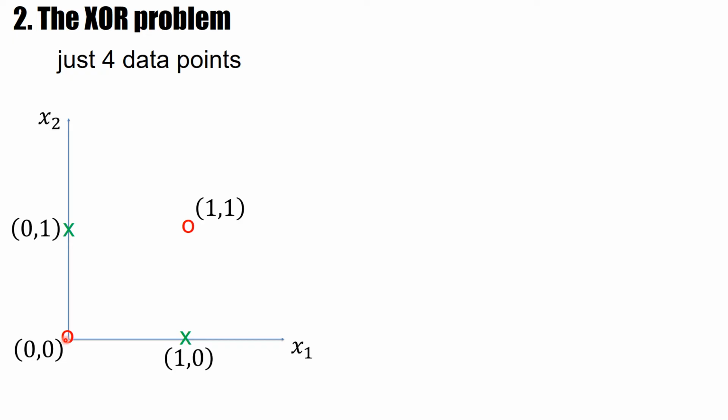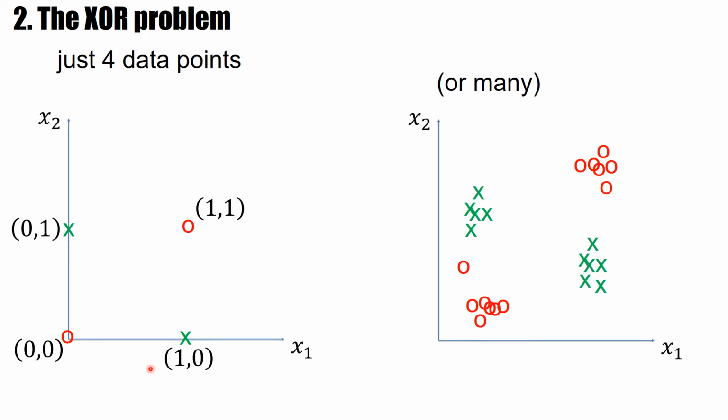The name XOR comes from the corresponding logical operations. XOR for exclusive OR. Now, most databases have many more points than just 4, but the configuration of an XOR-like problem is quite common. So I could have 2 clouds of data points lying here and there, 2 further clouds of data points lying at the opposite corners. And so we have many data points, but the structure of the problem is exactly that of an XOR problem.